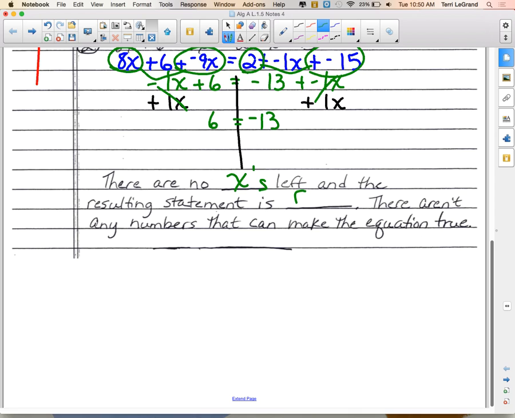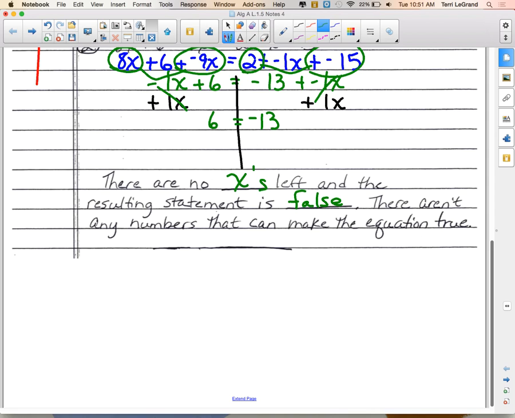False. That's not true. 6 does not equal negative 13. I'd rather have $6 in my pocket than owe somebody $13 and not have anything. The resulting statement is false. There aren't any numbers that could make this equation true, no matter what we tried.